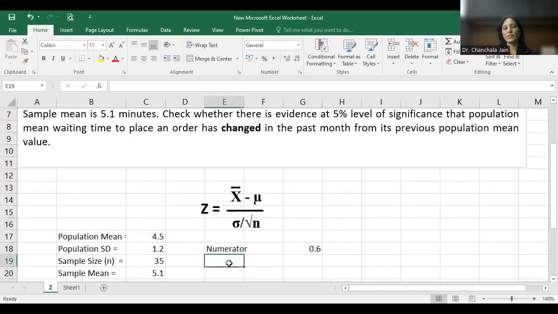So this way, this is the numerator value. Now we need to find the denominator. The denominator is the standard deviation divided by the square root of n, that is, the square root of the sample size. So here I am putting the equal sign.